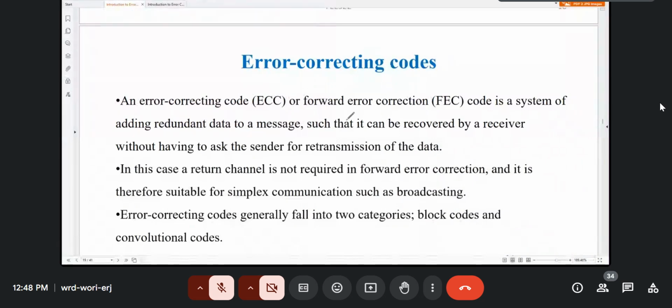So an error correcting code, which we also refer to as a forward error correction code, is a system of adding redundancy to a message. Remember, even for the detection, we are still adding redundancy. But generally, for you to be able to correct the errors, you add enough redundancy to help you recover your message at the receiver without reference to the transmitter. So in this case, you don't require a return channel. Apart from bad channels, we also use it where we don't have a return channel at all, like broadcasting, one-way communication.